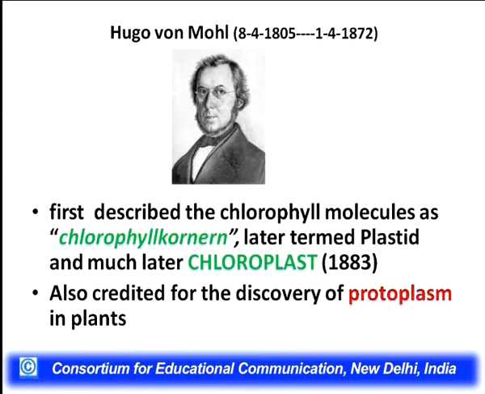A scientist by the name Hugo von Mohl made a very important discovery, because he was the first person who described where these chlorophyll molecules are located. He had given a German term, chlorophyllkörner. That means the chlorophylls are present in the form of small granules, which were later termed plastids, and finally they were christened chloroplasts in the year 1883. One should not forget, Hugo von Mohl was the person known for discovering protoplasm in plants.